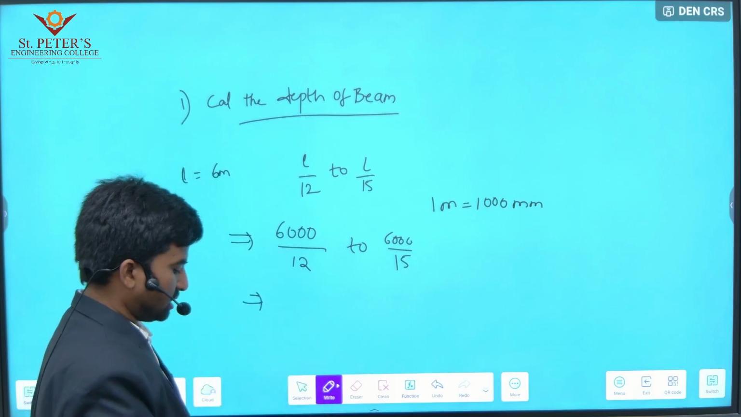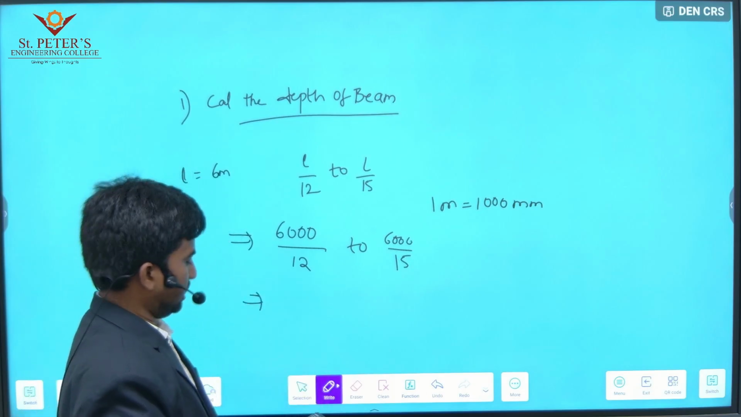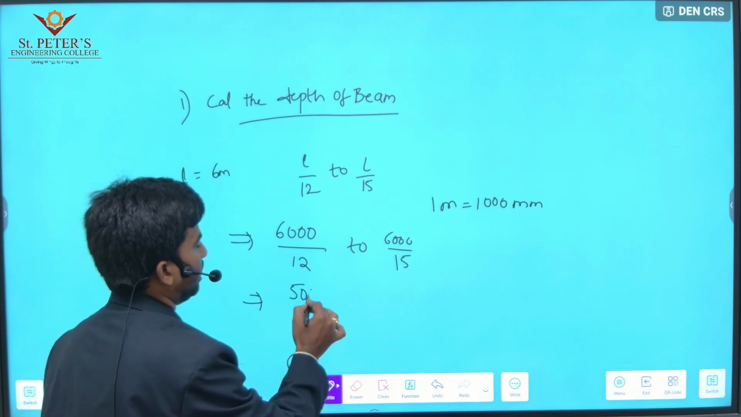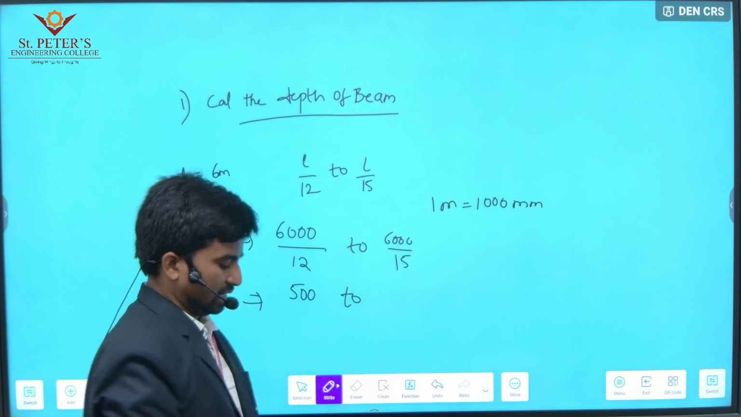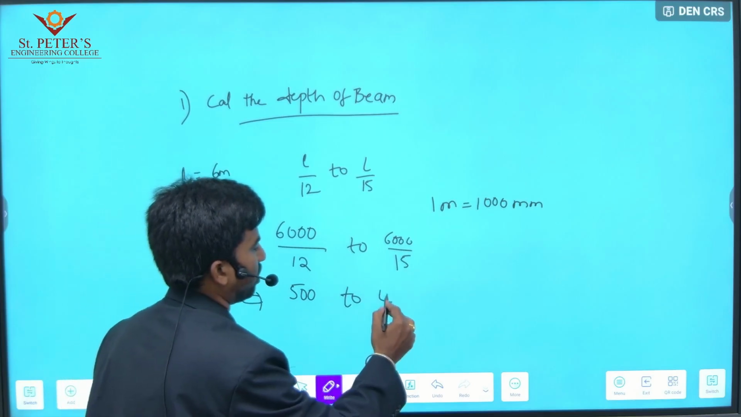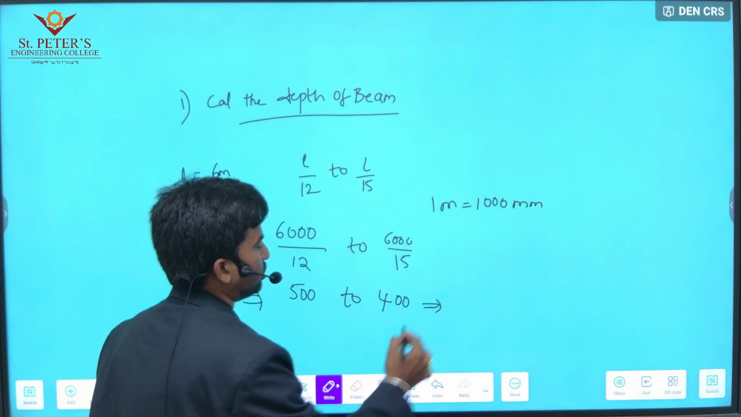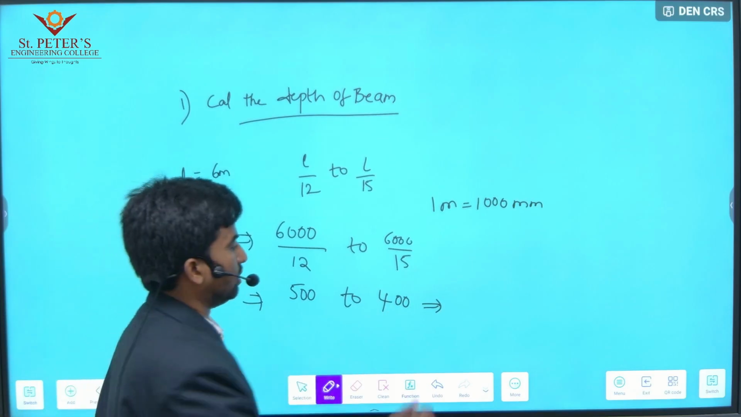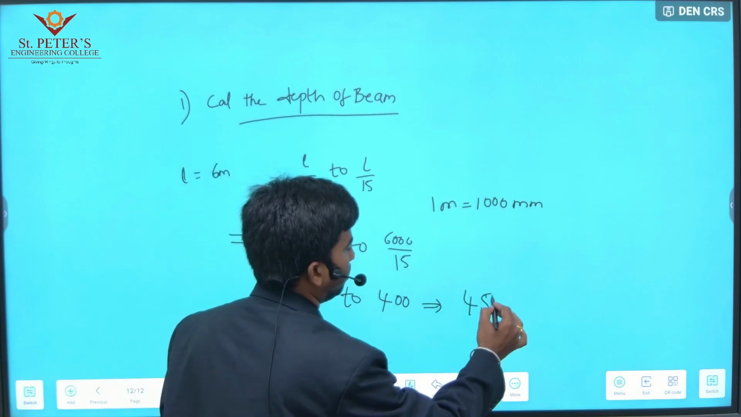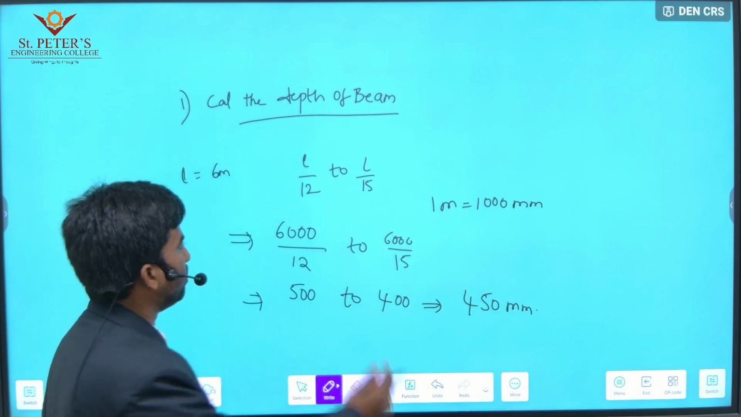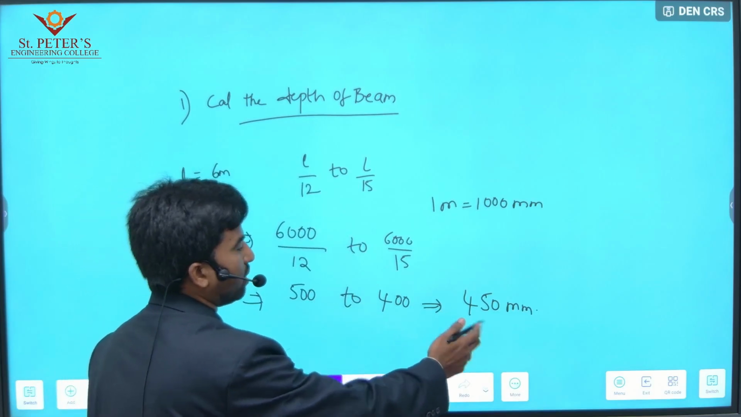So I am using the calculator. 6000 divided by 12, the value is 500, and 6000 divided by 15 is 400. We can assume by that formula a minimum of 400 to 500. So I am taking the value 450 mm. The depth of the beam is 450 mm, assumed.